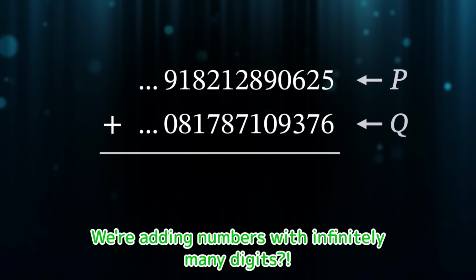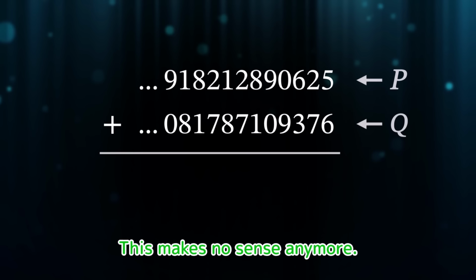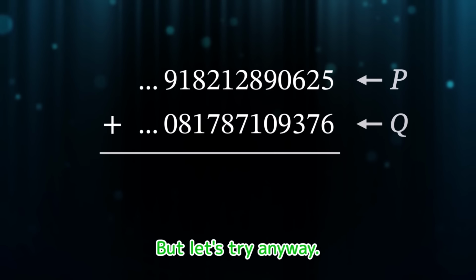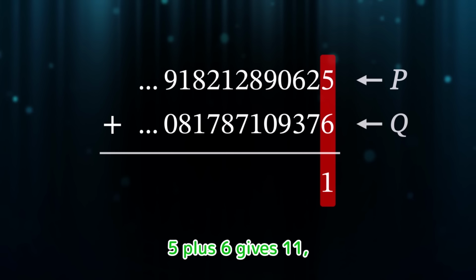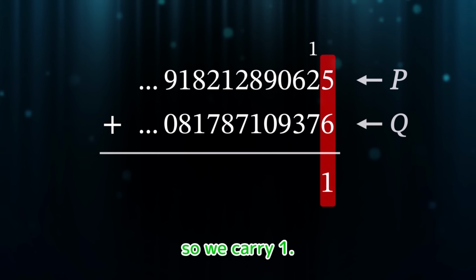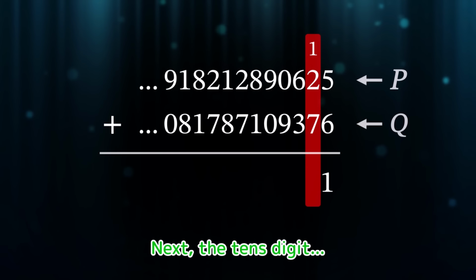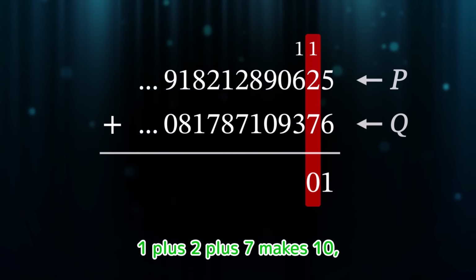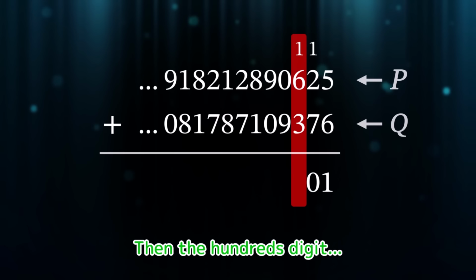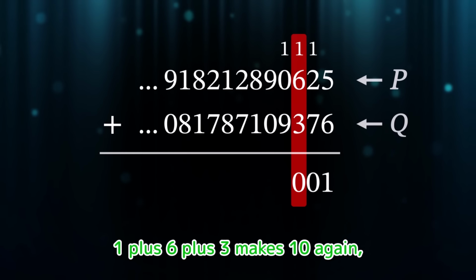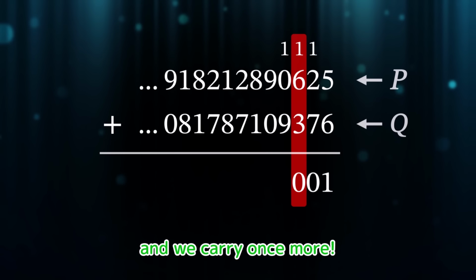We're adding numbers with infinitely many digits? This makes no sense anymore. But let's try anyway. First, the ones digit. 5 plus 6 gives 11, so we carry 1. Next, the tens digit. 1 plus 2 plus 7 makes 10, so we carry again. Then the hundredths digit. 1 plus 6 plus 3 makes 10 again, and we carry once more.